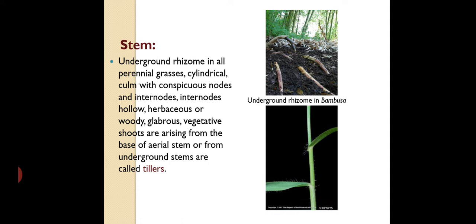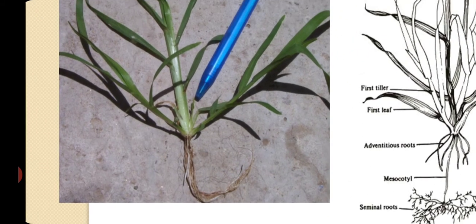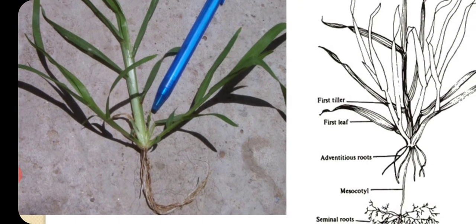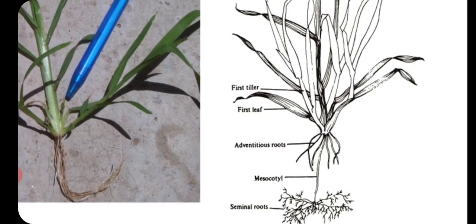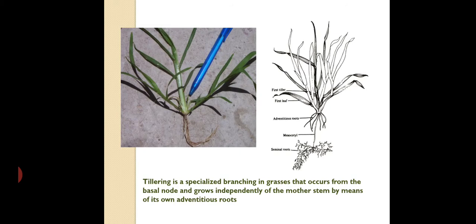Vegetative shoots arising from the base of the aerial stem or from the underground stem are called tillers. Here you can see tillers or small shoots emerging. This is the diagrammatic representation of the tillers. And what is tillering? That may be asked as a 1 or 2 marks question.